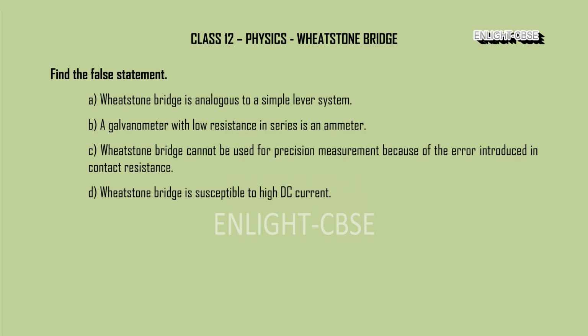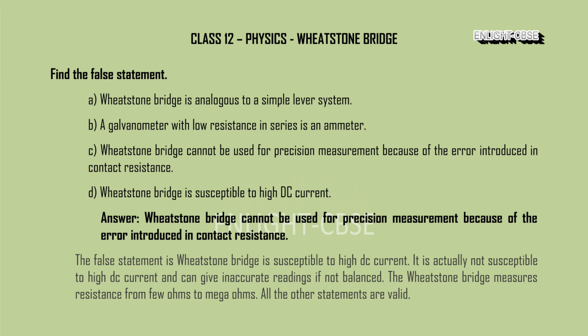Find the false statement. A. Wheatstone bridge is analogous to a simple lever system. B. A galvanometer with low resistance in series is an ammeter. C. Wheatstone bridge cannot be used for precision measurement because of the error introduced in contact resistance. D. Wheatstone bridge is susceptible to high DC current. Answer: Wheatstone bridge cannot be used for precision measurement because of the error introduced in contact resistance.